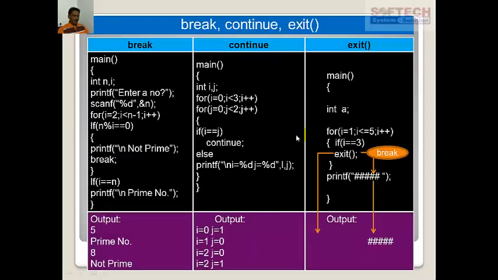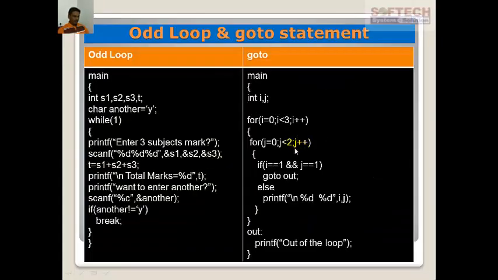Then the infinite loop and goto statement. Now we see about the infinite loop and goto statement. This is an infinite loop. Within this block, we put a statement to come out of the loop, to break the loop. For example, s1, s2, s3 are the subject variables, 3 subjects. t for total, and a character variable another equal to 'y'. So it is a character variable, we assign the small y.